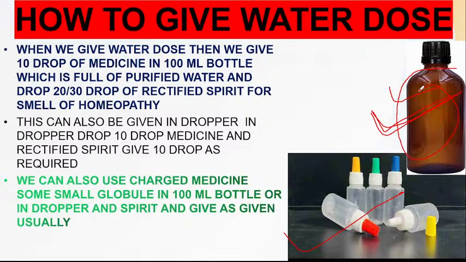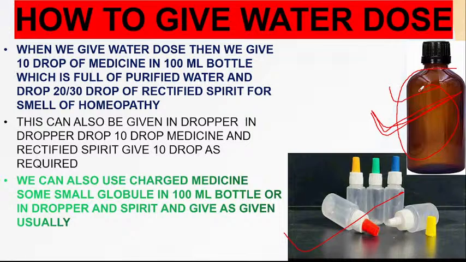Purified water. Because if you put non-purified water and the patient uses this medicine, then there are chances of spoiling of that water. So always use purified water, always. And for the smell purpose, because if you are putting one or two globules in pure water, then the taste will be completely like water. So for making it like homeopathic medicine, we always put 10 to 20 drops of rectified spirit, a liquid placebo. So the smell of that bottle will be completely like a pure homeopathic medicine.